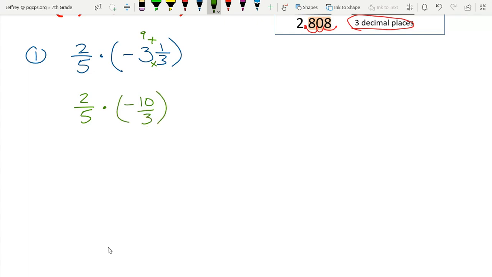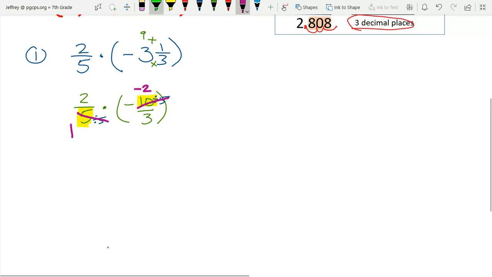We keep the same denominator. Now, I'm going to apply the strategy of cross-simplifying. So be sure to watch that video. The numerator and its opposite denominator, let me simplify. So what number can I divide into 10 and 5 evenly? Absolutely, it's 5. So we divide by 5. Now, 5 divided by 5 is 1. Negative 10 divided by 5 is a negative 2.